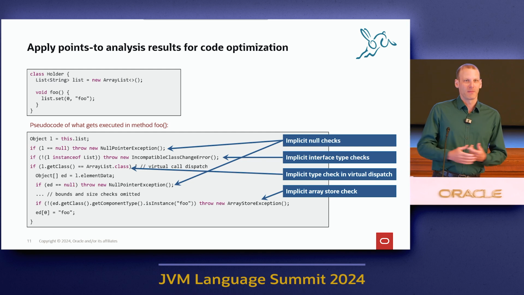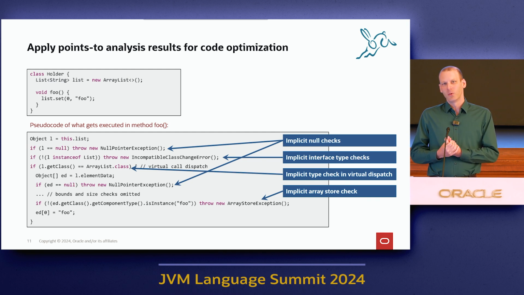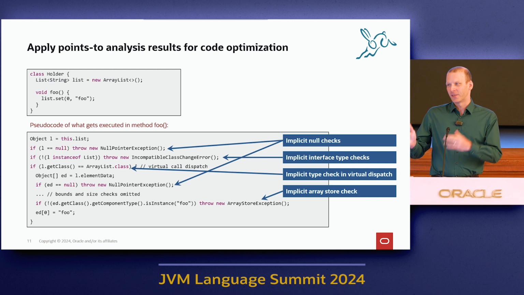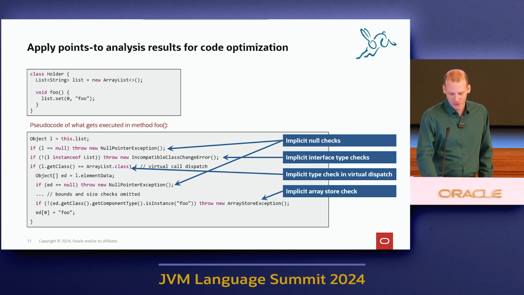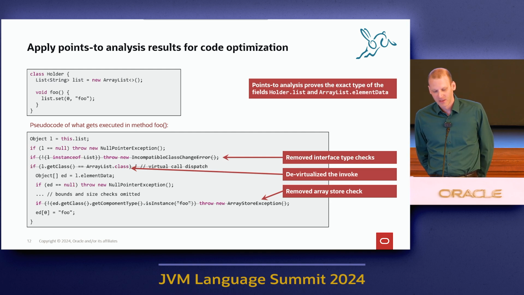But even for the array list internal implementation, where this element data array is a Java long object array, what the static analysis proves is that this array really is only a Java long object array. So it's never a subclass of an object array. So also no array store check is necessary. So even the pretty simple context insensitive analysis already proves and allows you to remove these 3 checks.